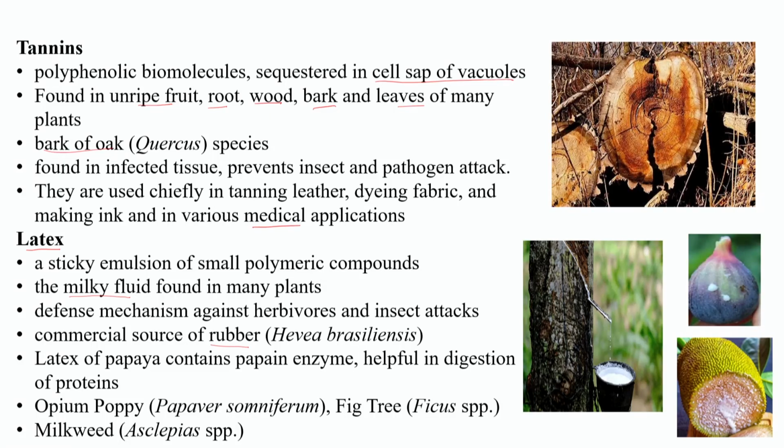Latex of papaya contains a very important enzyme, papain. So this papain enzyme is very useful in digestion of protein. Similarly, latex could also be found in the opium poppy species, in fig trees also, and in milkweed like the Calotropis plant. In that also, when leaves and stems are pricked, a milky latex comes out.